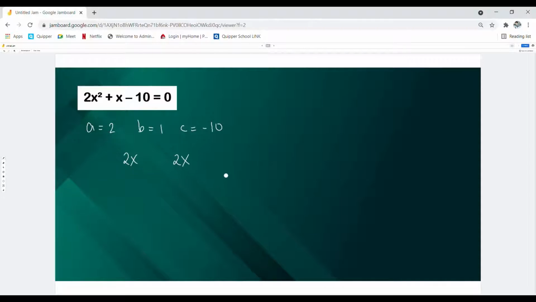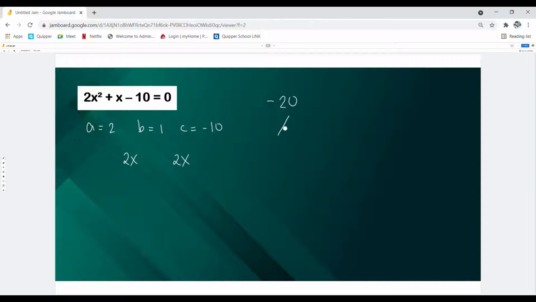What is next to do, after writing it twice, is to multiply your a and c. As you multiply your a and c, which is 2 and negative 10, you will have a product of negative 20.